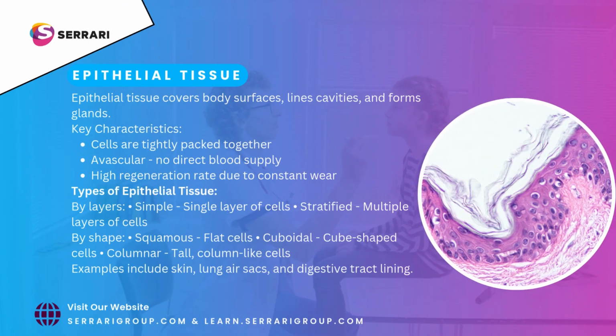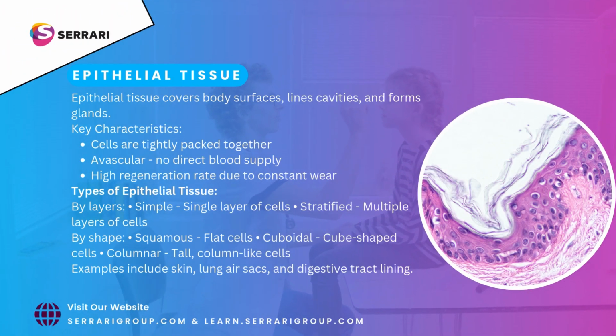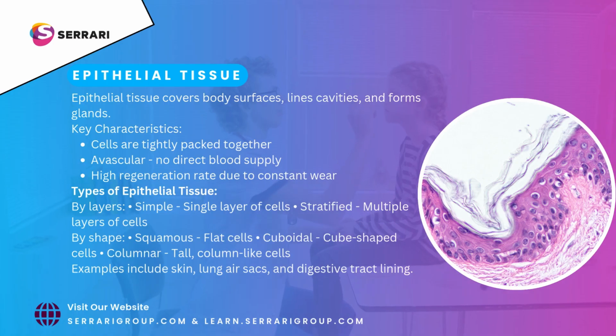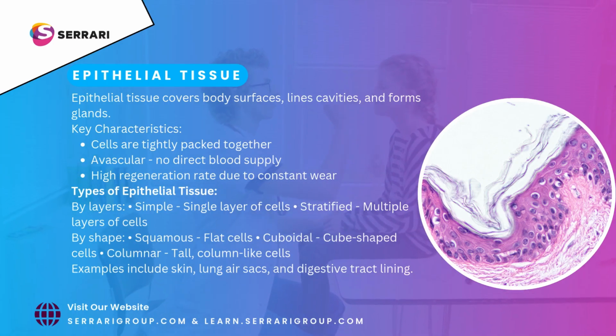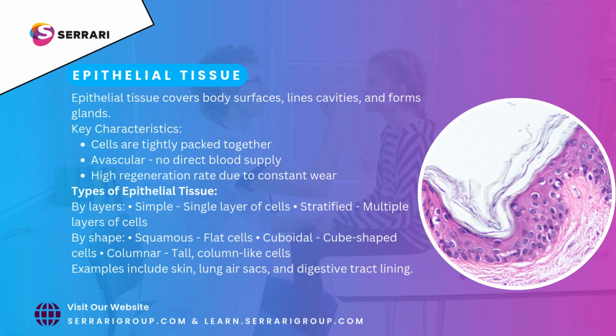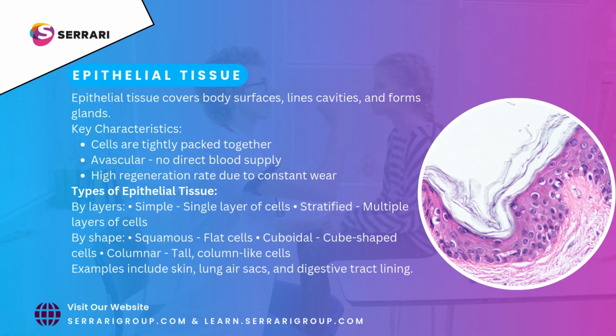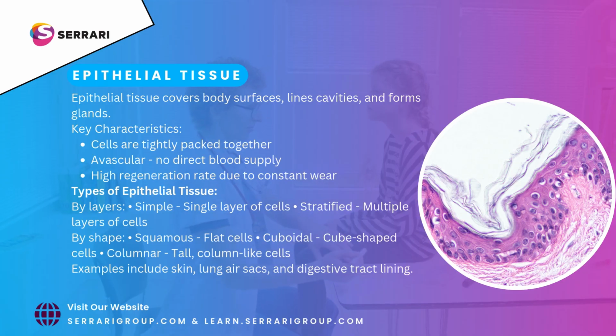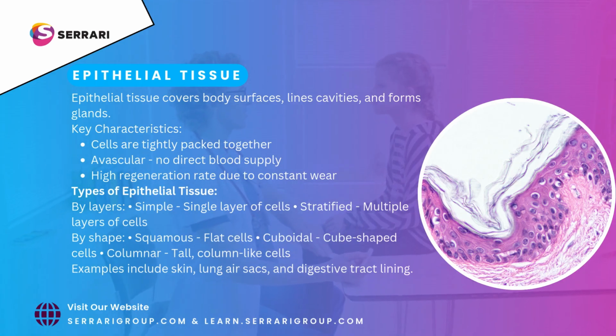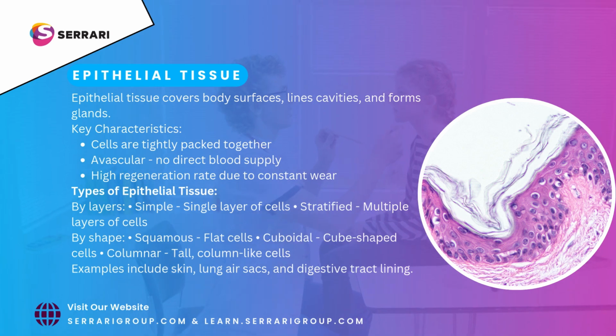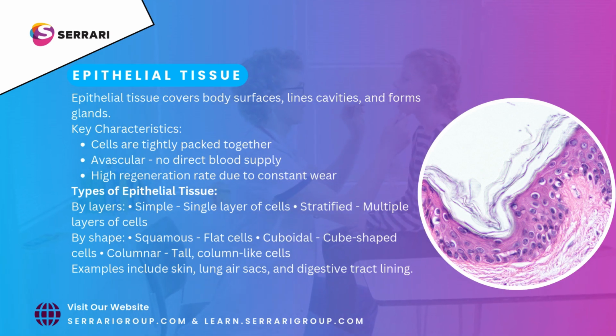Epithelial tissue. Epithelial tissue covers body surfaces, lines cavities, and forms glands. Key characteristics. Cells are tightly packed together. Avascular, no direct blood supply. High regeneration rate due to constant wear.